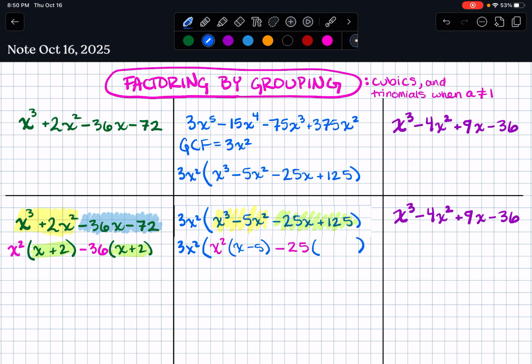So that leaves me with x minus 5. So I see once again, when I took out the GCF of the front and the back, I ended up with matching binomials, x minus 5 and x minus 5. That's a good sign.